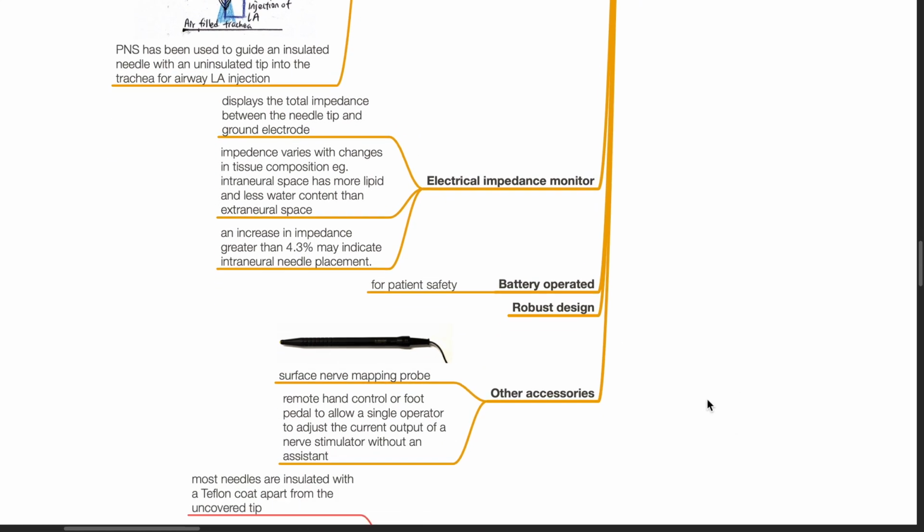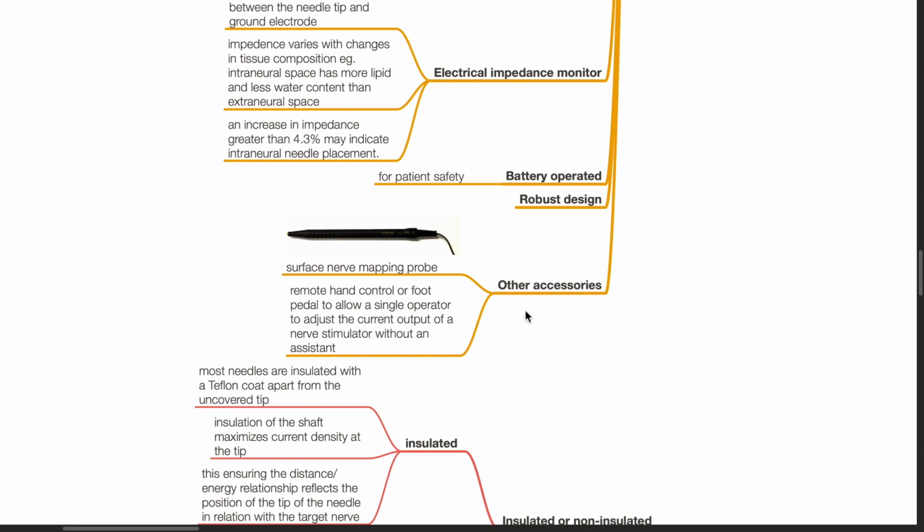PNS are battery operated for patient safety, and have a robust design. Other accessories may be present, such as surface nerve mapping probes or remote hand control or foot pedal, to allow a single operator to adjust the current output of a nerve stimulator without an assistant.